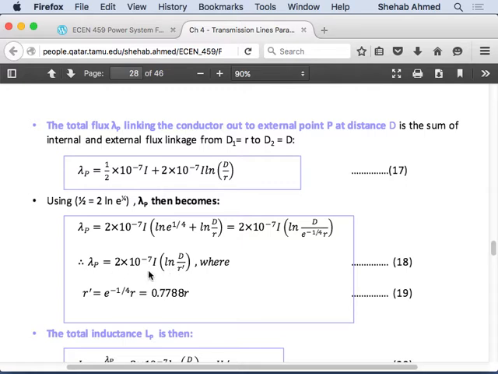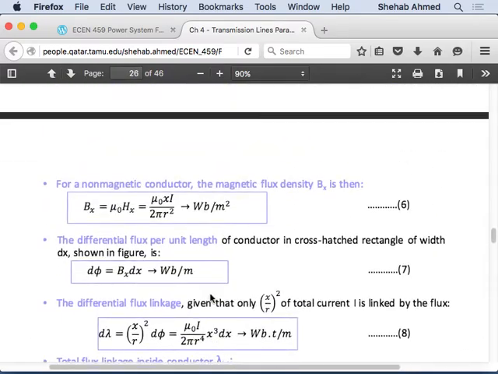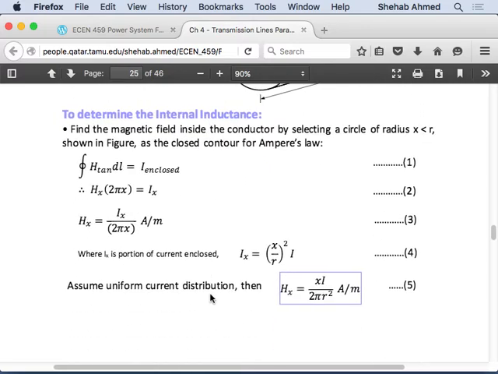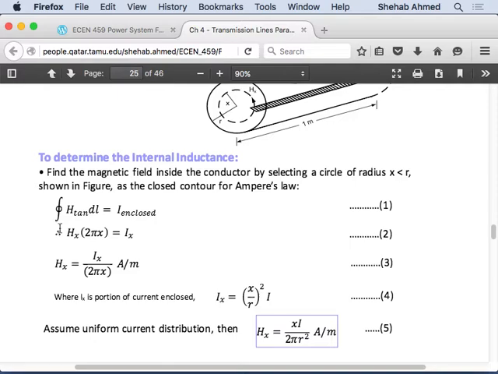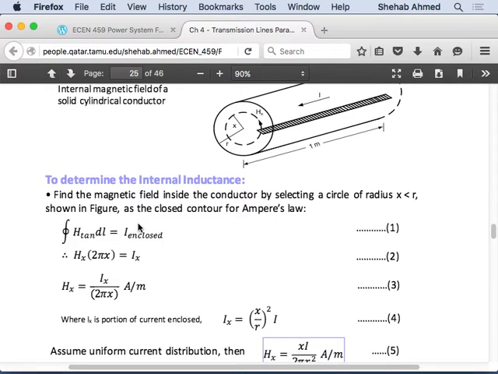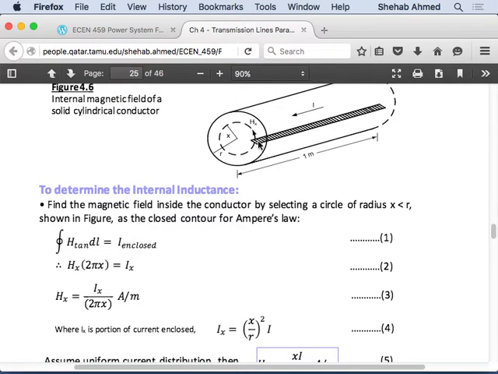Is everybody okay with this? Do you see where we're getting this from? Let's go back, just quickly. We start with Ampere's law: the integral of H dot dl is equal to I enclosed, right? This l is equal to what? 2 pi x, this path here. And the H of interest is the magnetic field intensity that's tangential to this path. That's H of x. And the current enclosed internally is Ix.